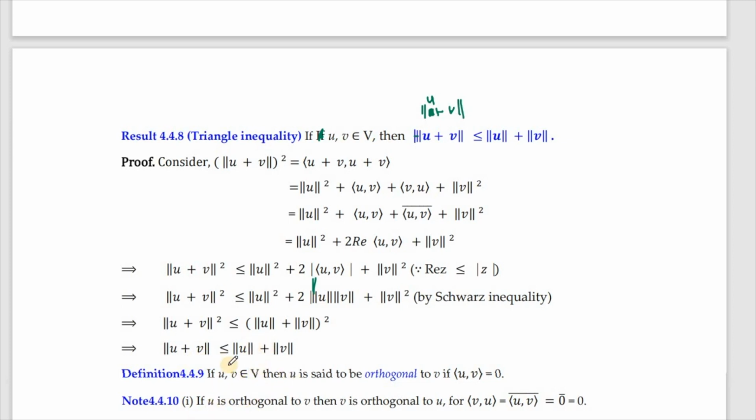See, in the case of Schwarz inequality, here you have a product, but this is the triangle inequality. Don't mix this up with the previous one and write the Cauchy-Schwarz inequality as modulus of inner product UV is less than or equal to norm U plus norm V. That's incorrect.